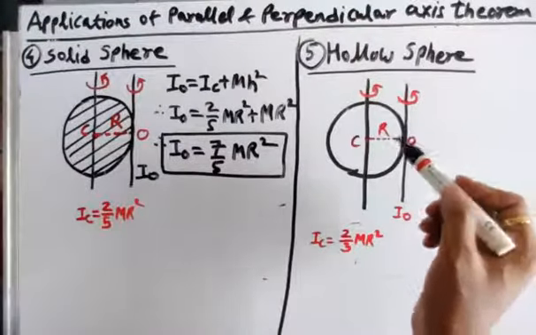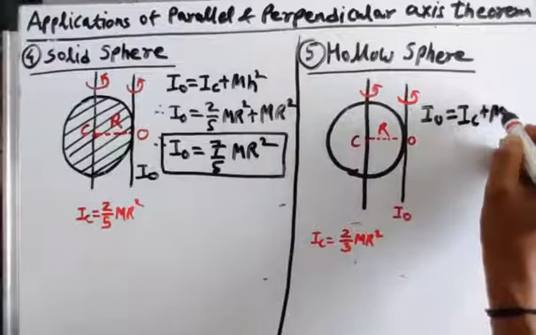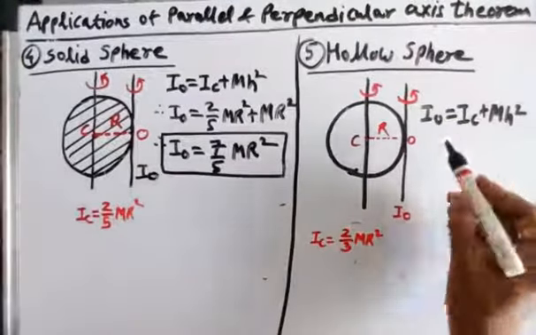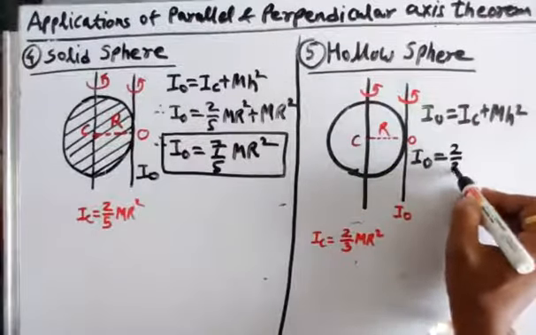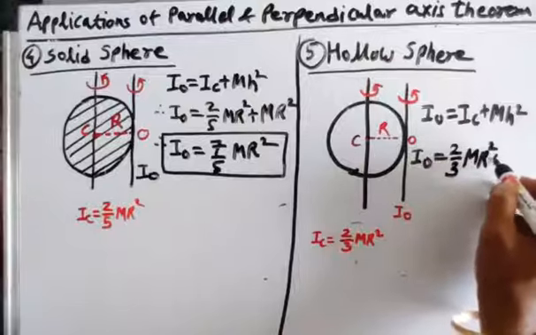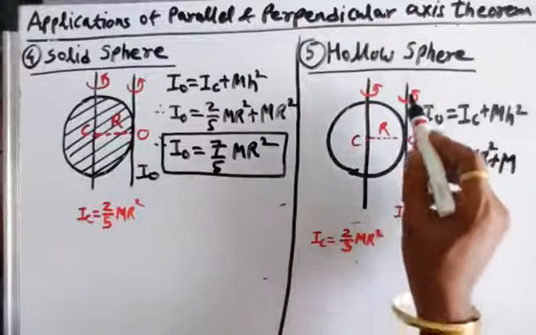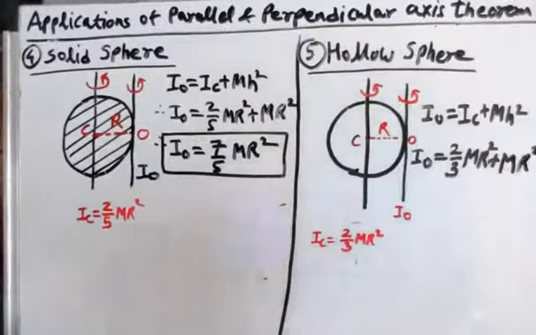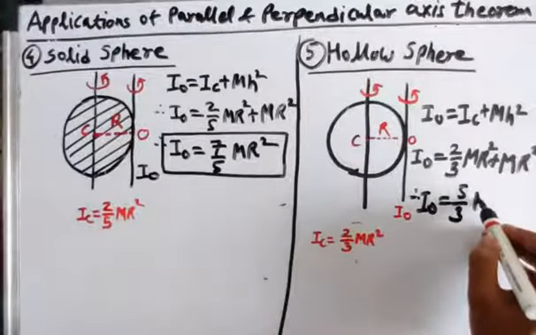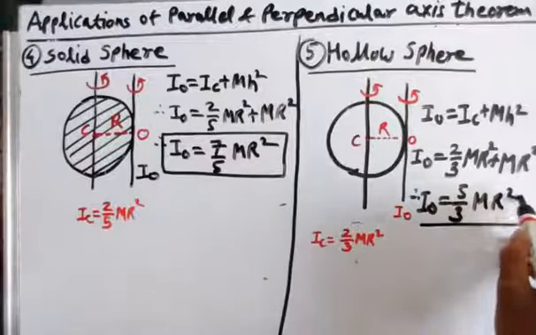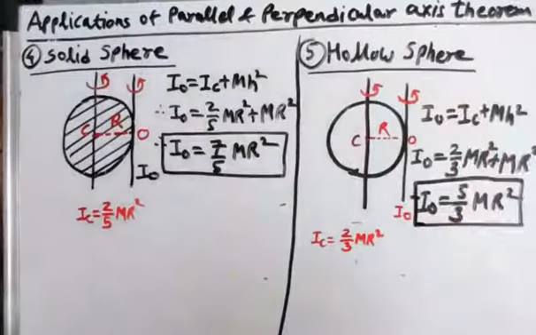So here we can clearly see these two axes are parallel to each other. So according to the parallel axis theorem, we can write Io is equal to Ic plus mh square. Therefore, we can write Io is equal to Ic, which is 2 by 3 mr square, plus m, mass of this sphere, h, the perpendicular distance between these two parallel axes, which is nothing but r square. Therefore, we can write Io is equal to 5 by 3 mr square. So this is the equation which gives us moment of inertia of a hollow sphere about an axis tangent to it.